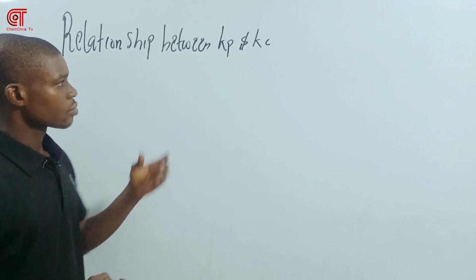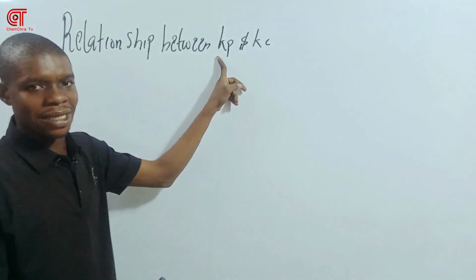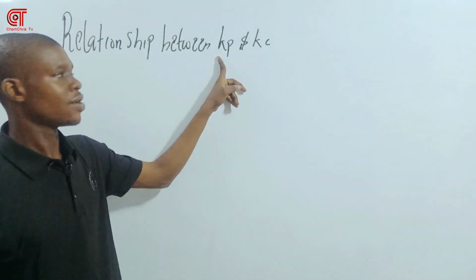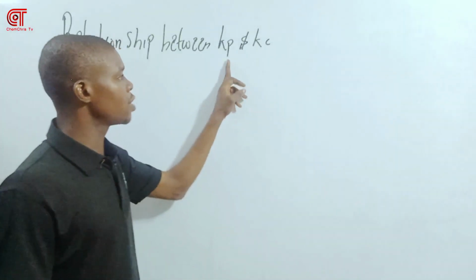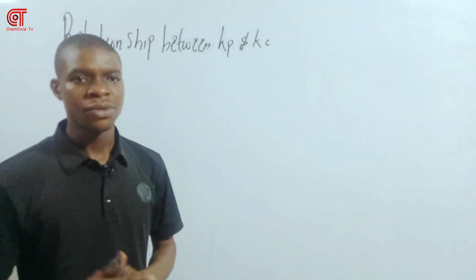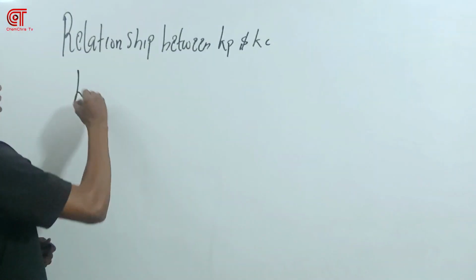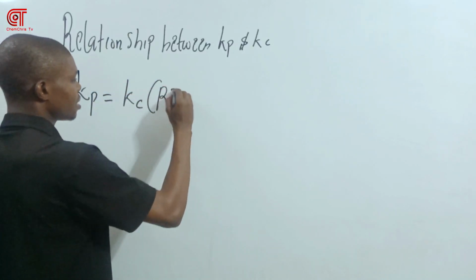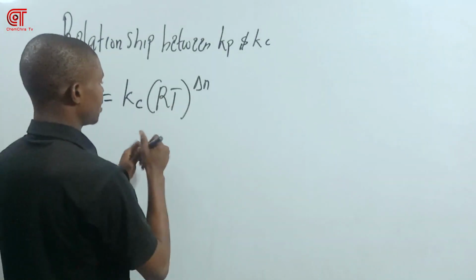So, what is the relation between Kp and Kc? Kp is the equilibrium constant in terms of partial pressure, the pressure of the gas, while Kc is the equilibrium constant in terms of concentration. So this means pressure, this means concentration, and K means equilibrium constant. So what's the relationship between Kp and Kc? The relationship is this: Kp is equal to Kc (RT) to the power of change in n.